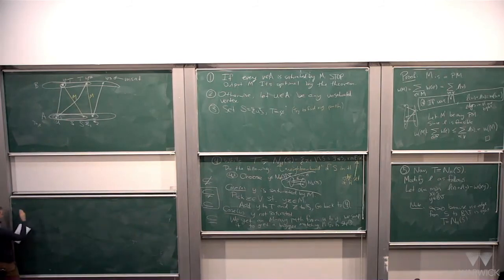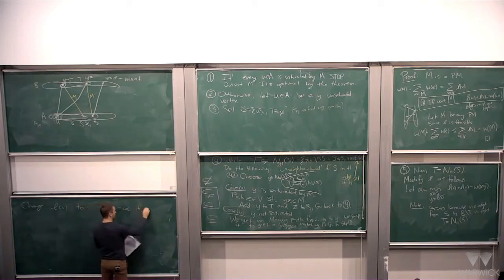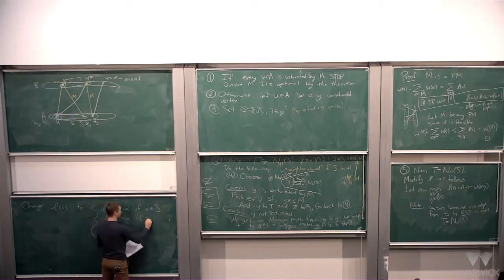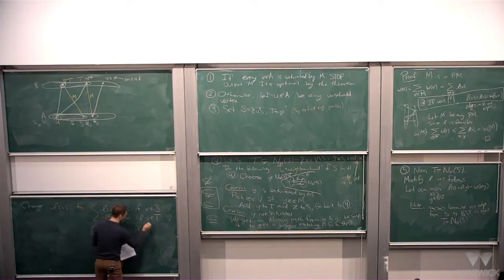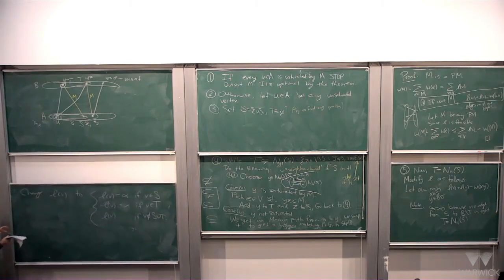Okay, so we're going to modify the labeling L. Change L of V to, so there are 3 different cases. We're going to make it L of V minus alpha if V is in S. It's going to be L of V plus alpha if V is in T, and it's not going to change otherwise. So everybody stays the same, except everybody in S has their label decreased by alpha, and everybody in T has their label increased by alpha.